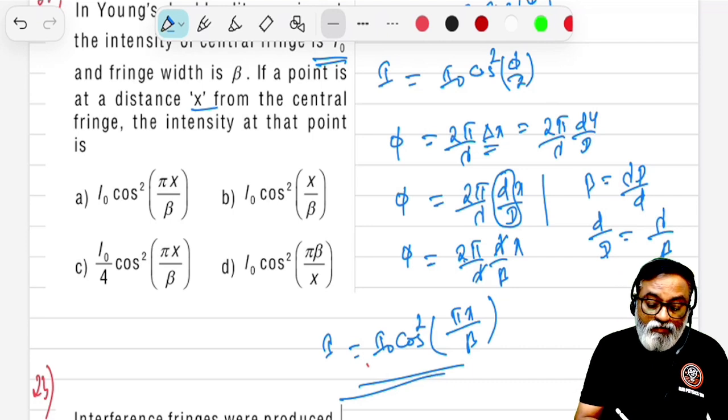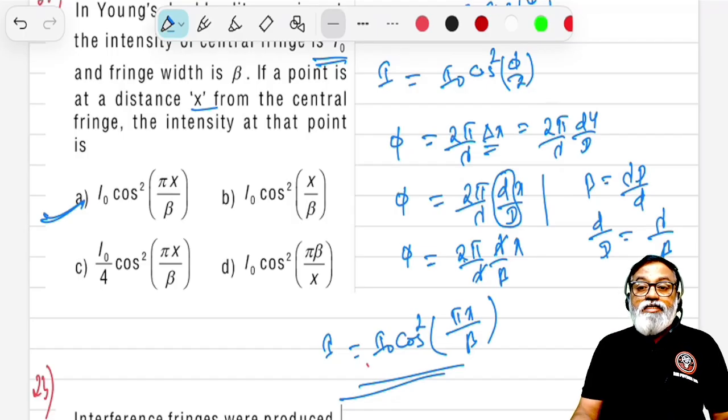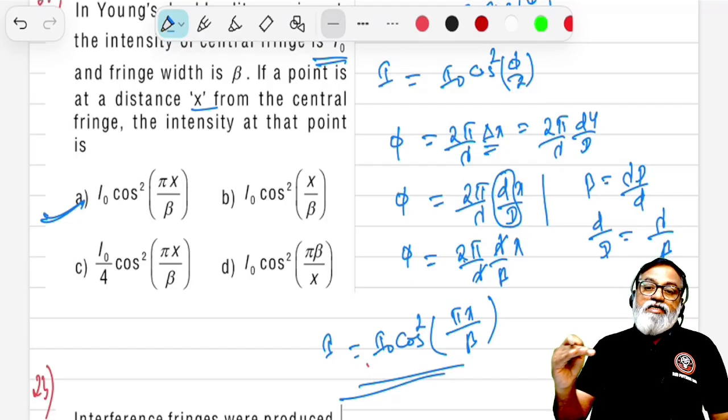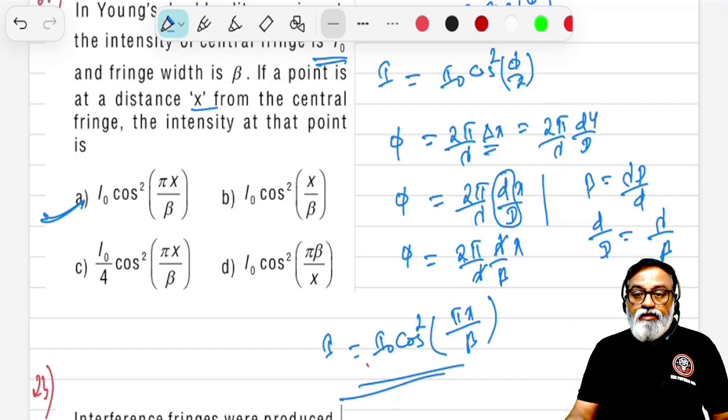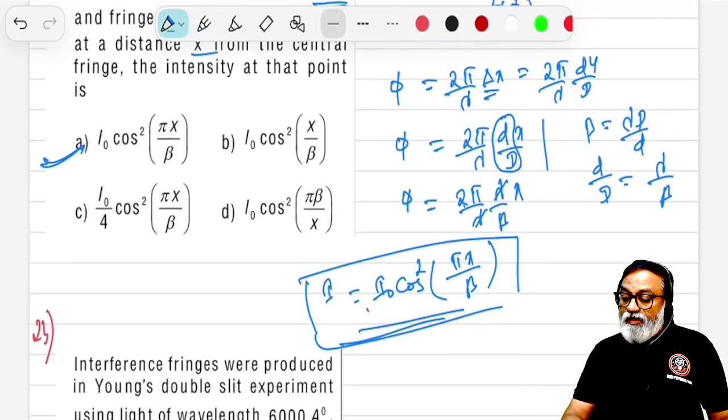Therefore, this is also another ready-made formula. Whenever the intensity is in terms of fringe width beta and the distance x from the center of the screen, this is I is equal to I naught cos square pi x by beta.